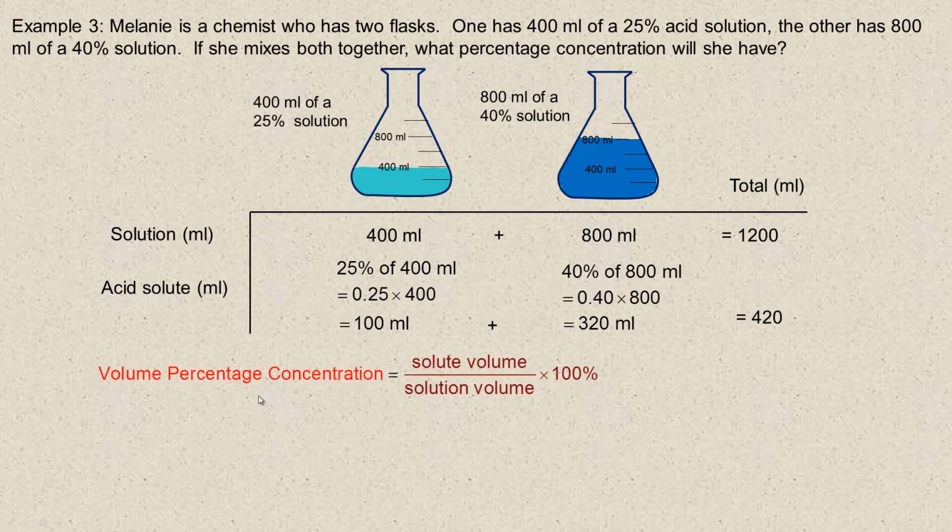So here's the volume percentage concentration formula. The solute volume is the 420. The solution volume is the total 1200. So that's the ratio of acid to the whole solution. If you divide 420 by 1200, you get 0.35. And if you multiply that by 100, you get 35%. So the final product, if you add the two of these together, would be 35% acid. And that's the end of the tutorial.